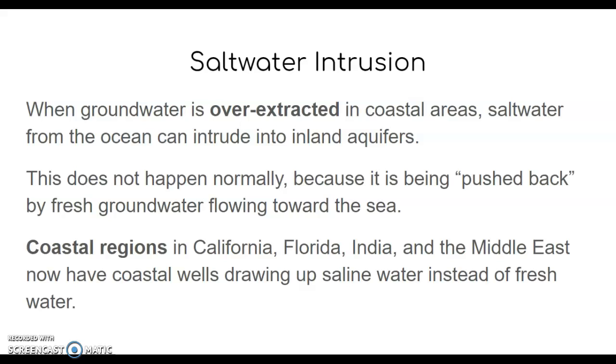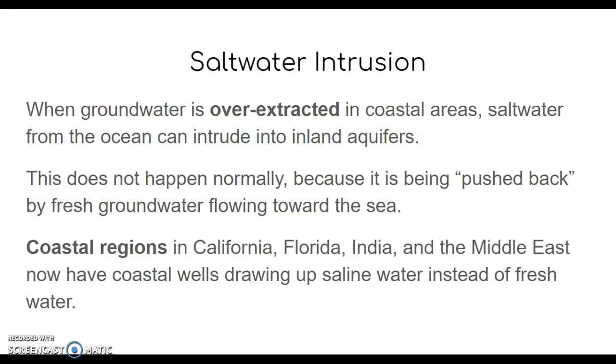So for North Carolina, think like Wilmington, Southport. If you guys have ever been to Oak Island, it's a great place. I highly recommend it. But people who live there that rely on wells, if a well is over pumped, then the salt water can actually be pulled into the well and contaminate it. We cannot drink salt water. It will make us very sick. So if a well gets contaminated with salt water, it will be undrinkable. Okay, so normally this doesn't really happen because the fresh water is flowing towards the ocean.